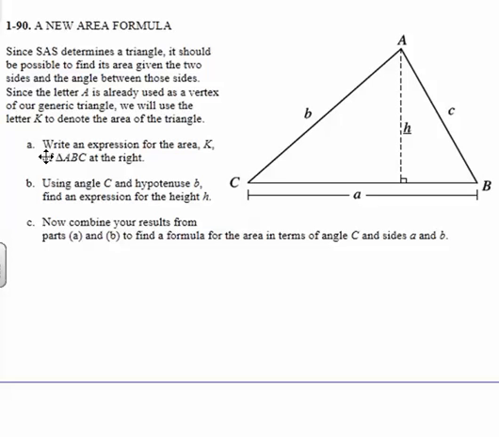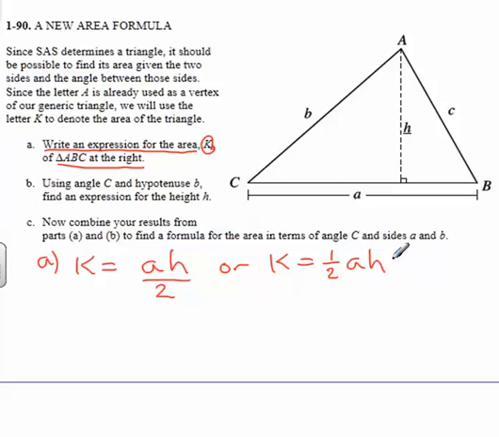So part A says to write an expression for the area K, and call it K, of triangle ABC at the right. Okay, so for part A, the area K would be base times height, A in this case, times H divided by 2. Or it could say K is 1/2 times A times H.